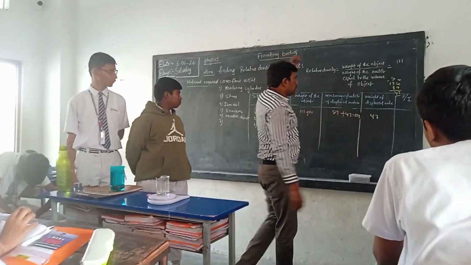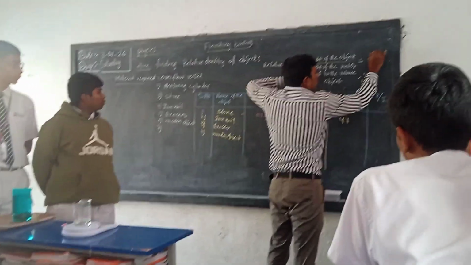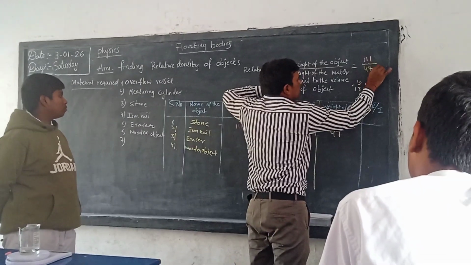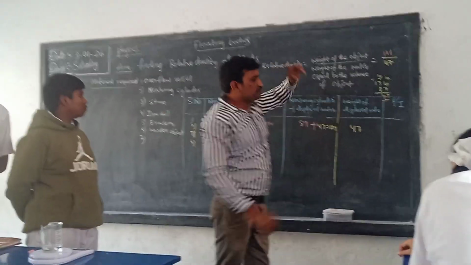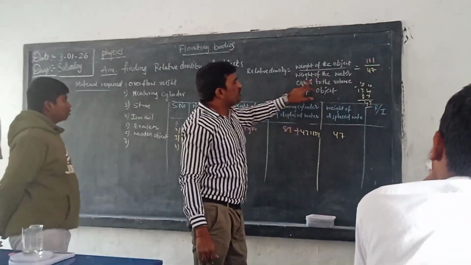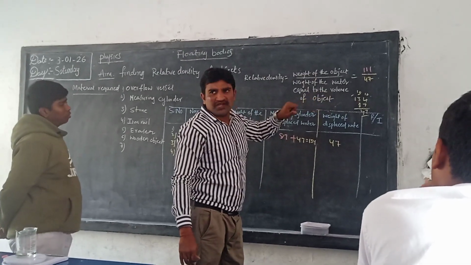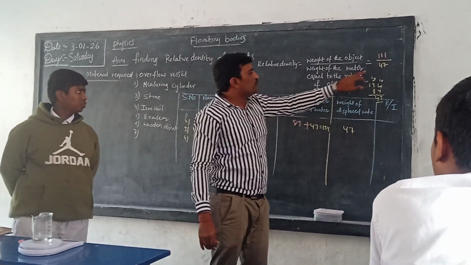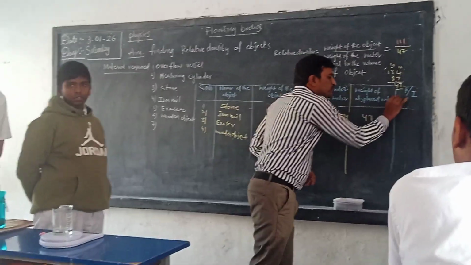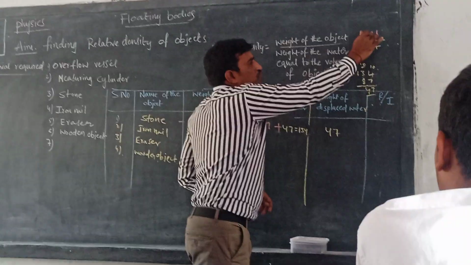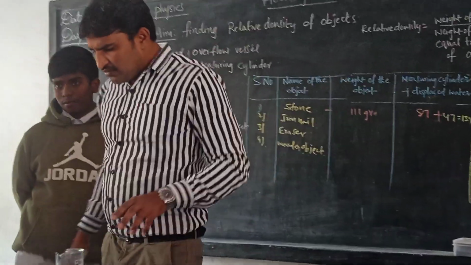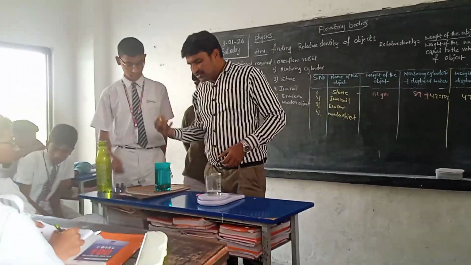Now, 111 by 47. So for the weight of the water in the formula, substitute this value. Weight of the object by weight of the water equal to the volume of the object. So we get the weight of the displaced water, 47. So 111 by 47. What is the answer? So remove this object.